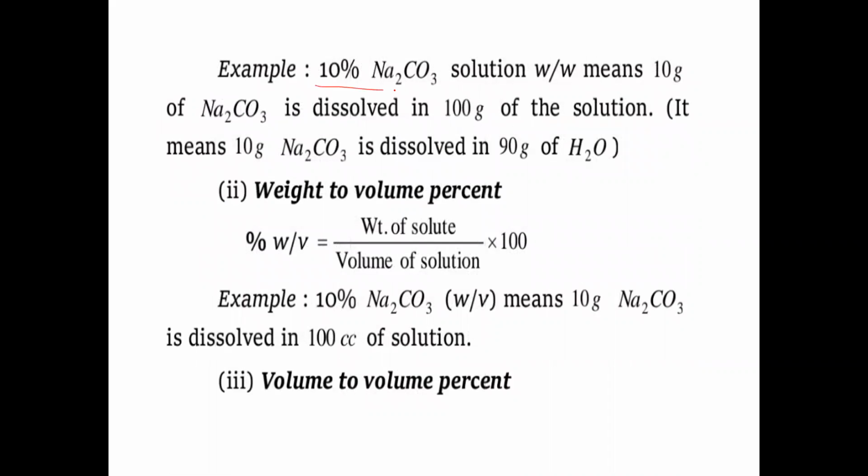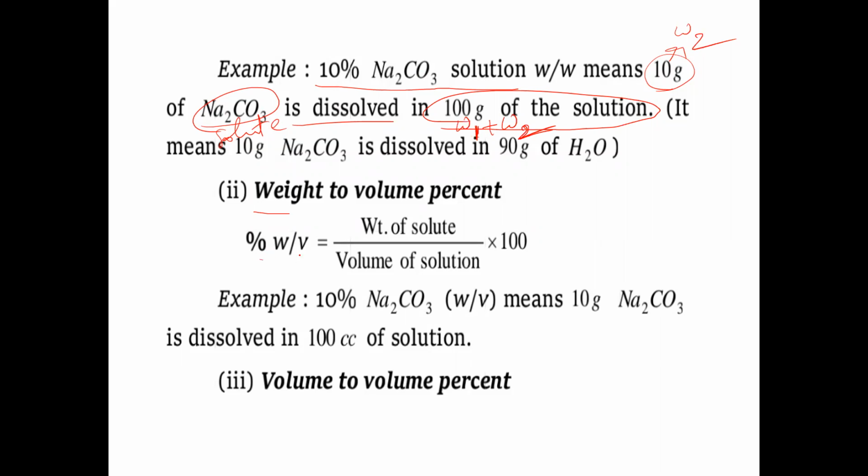Example we discussed here: 10% Na2CO3 solution means 10 grams of Na2CO3 solute is dissolved in 100 grams of solution. 100 grams is the weight of solution, meaning weight of solvent plus weight of solute together. But 10 grams is the weight of only solute. W2 is for solute, W1 for solvent. Otherwise B will be used for solute, A will be used for solvent.